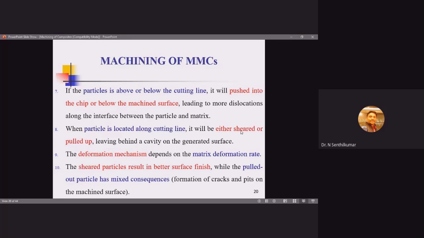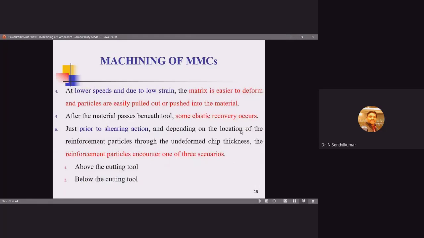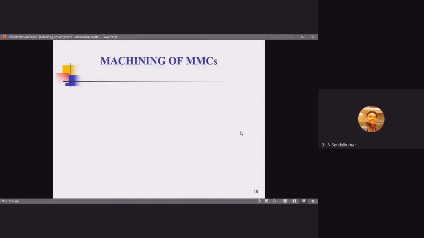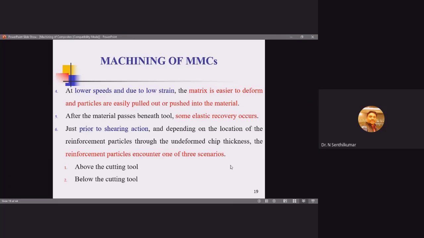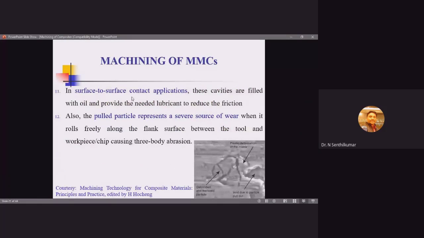So how the material behaves has to be differentiated at higher strain rates and at lower strain rates. If the particle is being sheared off like this, you can see a good surface will be formed. Whenever it is being pulled out like this, what happens? A rough surface with cavities will be formed.